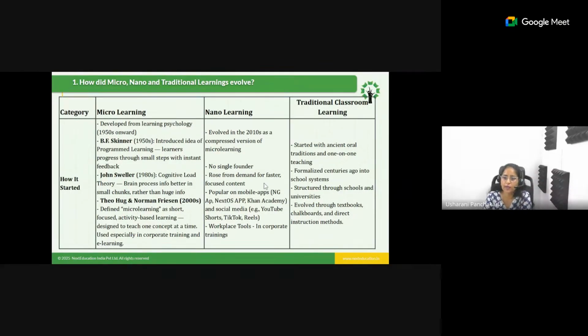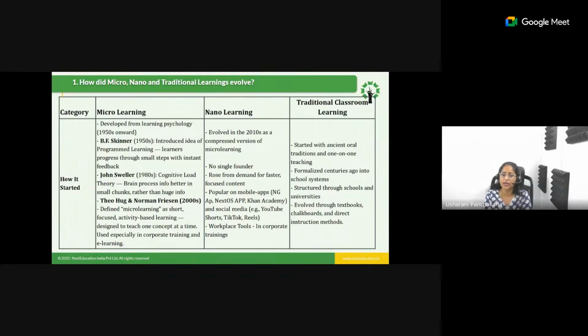So how did micro, nano, and traditional learning evolve? If you see how it gets started, micro learning developed from learning psychology. In that, Skinner, John Sweller, and Theo Hug and Norman Friesen, these are the three renowned personalities who worked upon micro learning, and that is how it came into existence.